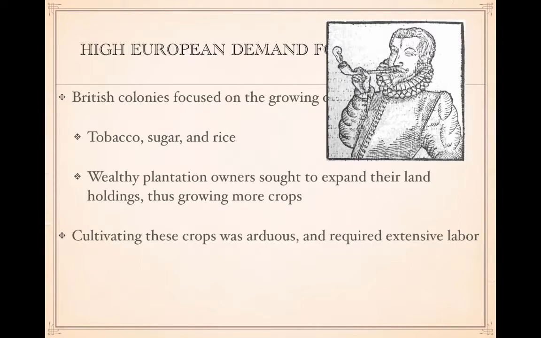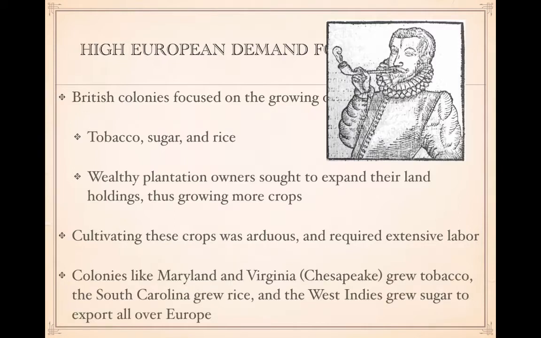Now, cultivating these crops was incredibly difficult work, very arduous, and required extensive labor. So if you were in Maryland and Virginia, again, the Chesapeake, they grew tobacco, South Carolina grew rice, and the West Indies would grow sugar, and this would be exported all over the world. Think about the triangular trade, this idea of trading with many different parts of the world.